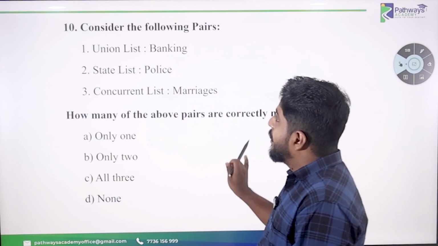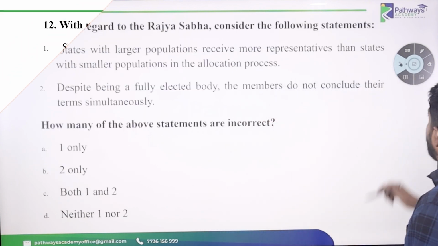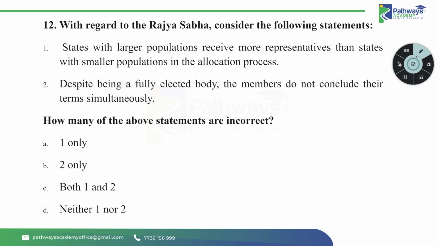Next one. Question number 12. With regard to the Rajya Sabha, consider the following statements. Again, Rajya Sabha gets importance here. States with larger population receive more representatives than states with smaller population in the allocation process. Sir, in the first question discussion, we have clearly indicated that in Rajya Sabha, the seat allocation is on the basis of population. The higher the population of a particular state, the higher the number of seats allocated. So, the first statement is right.